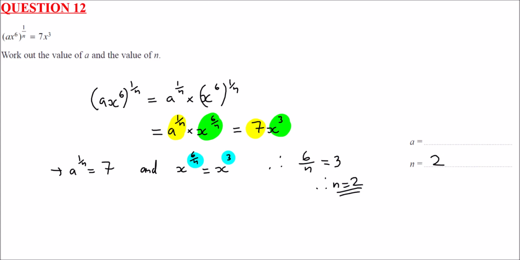Based off that, we can then substitute back that n equals 2 into this expression here. So a to the 1 over n means a to the power a half. Now something to the power half is the same thing as the square root of that value. So the square root of a, which is a to the half, equals 7. So therefore, if we square both sides, a must be equal to 49. A is 49 and n is 2.